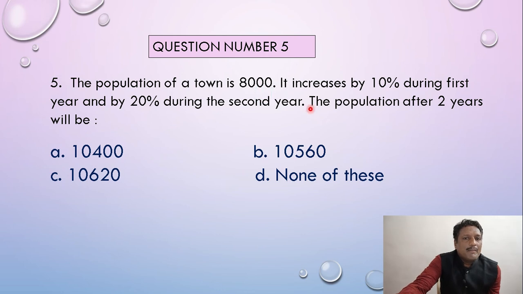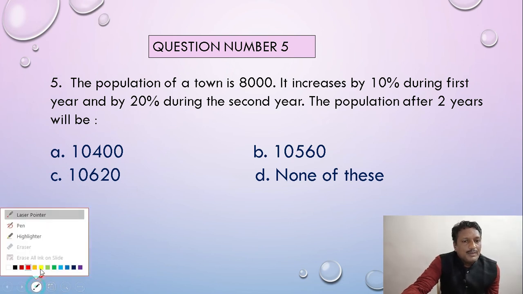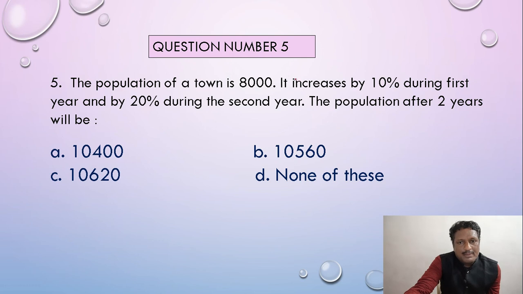First it is increased by 10%. So in this 8,000, 10% means 800. So it increases, which means we should add this 800 to 8,000. Here we got 8,800. So again, this 8,800 we have to consider as 100%. We have to find the 20% value. Let us see. Simply here, 8,000, 10% means 800. So 8,000 plus 800 means 8,800.